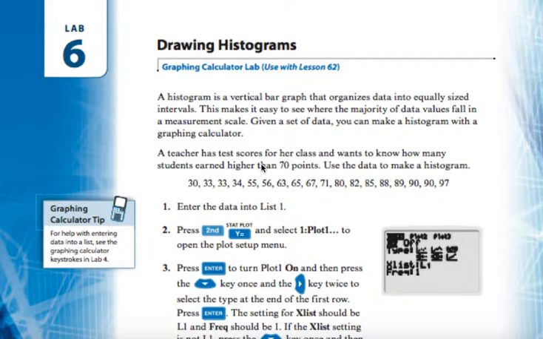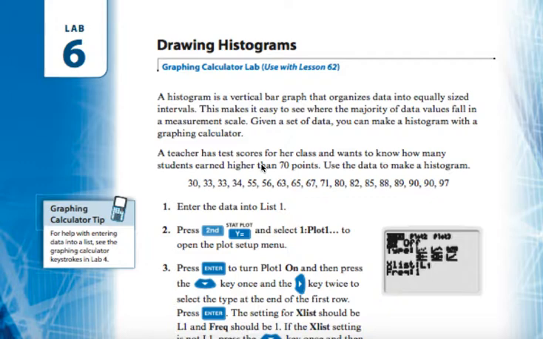So let me start reading this. This is right before lesson 62 in your book, so you can follow along, but it says, a histogram is a vertical bar graph that organizes data into equally sized intervals. This makes it easy to see where the majority of data values fall in a measurement scale. Given a set of data, you can make a histogram with a graphing calculator. So, a teacher has test scores for her class and wants to know how many students earned higher than 70 points. Use the data to make a histogram.